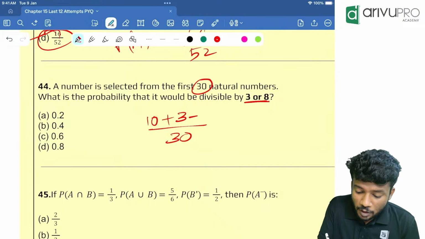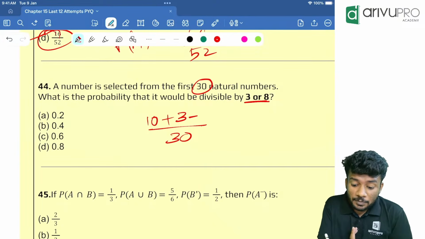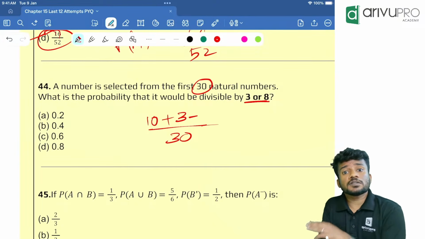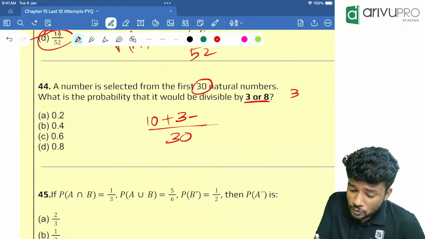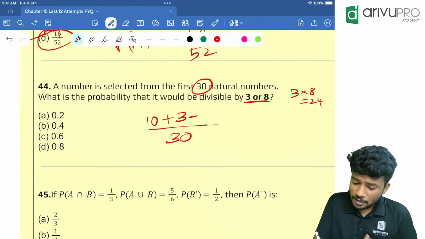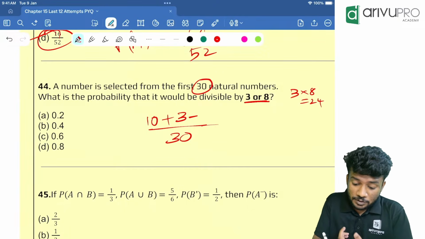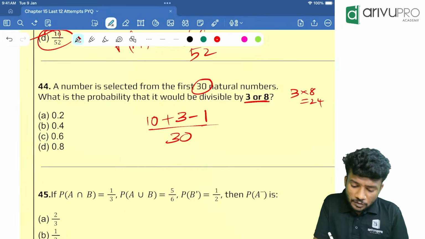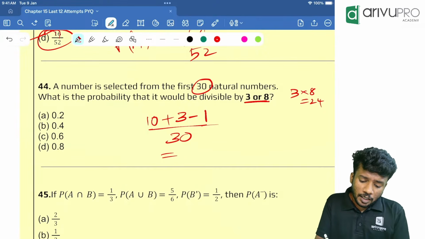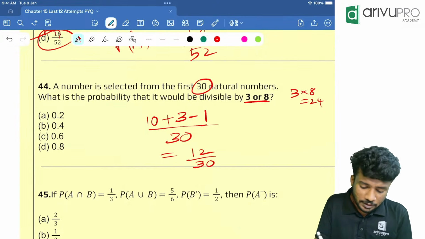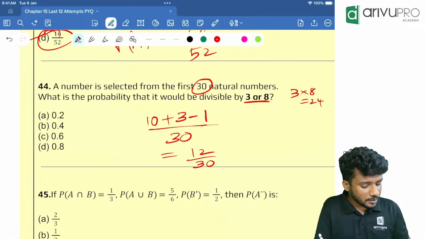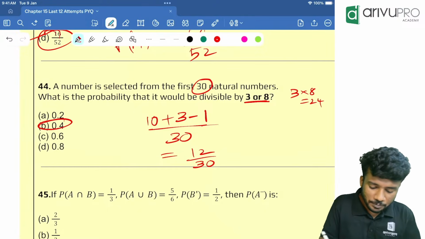Then minus. Some number is divisible by both 3 and 8, right? So take 3 into 8, which is 24. How many numbers are divisible by 3 and 8? That is 24 is divisible. So 1, which is equal to 12 divided by 30. Take your calculator. 12 by 30. Answer is 0.4. Option B is your answer.